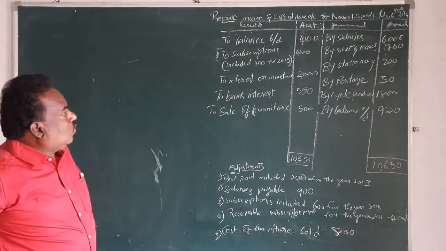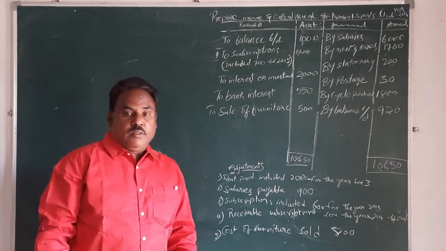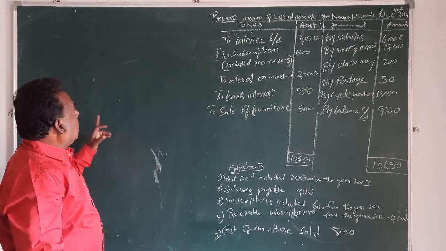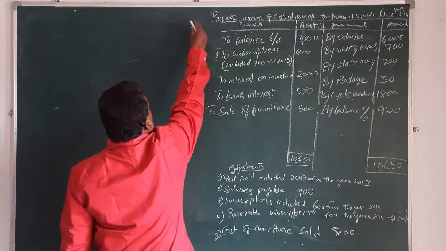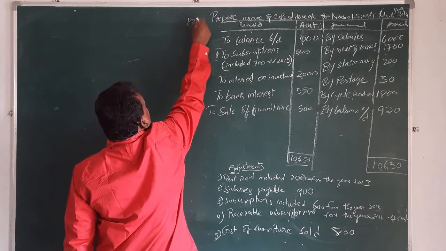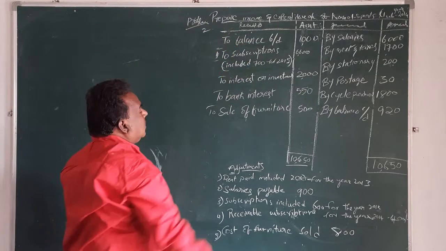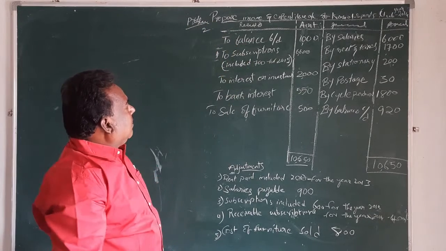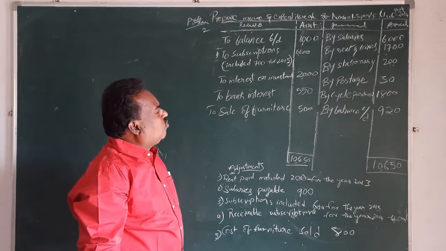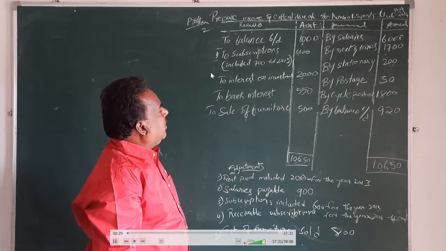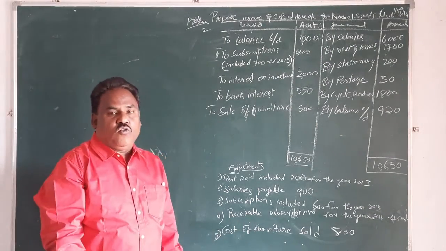Today, I would like to do some more problems on non-profit organizations. Some more problems on non-profit organizations. Exercise number 2, problem number 2. This is the receipts and payments account of Colonel Sports Club for the year 2014. You are requested to prepare the income and expenditure account for the year 2014.